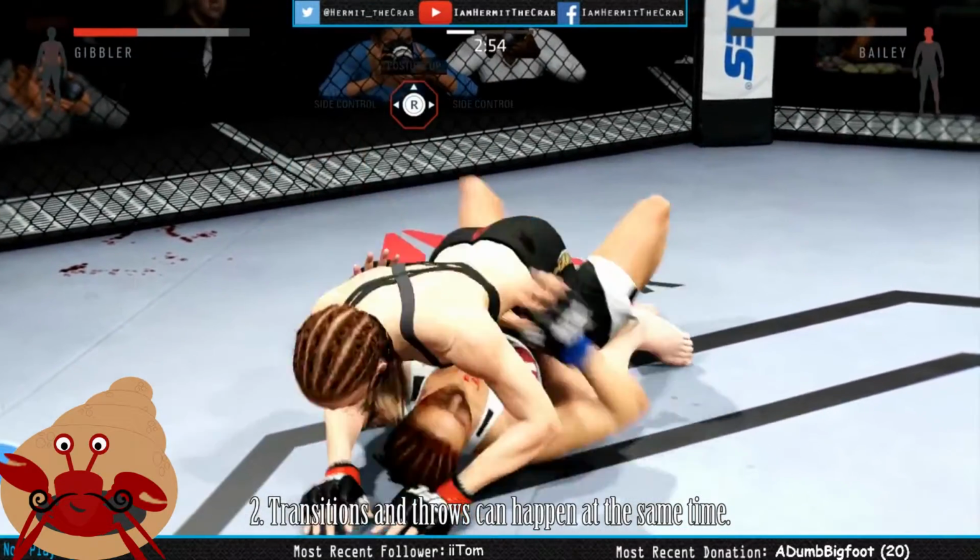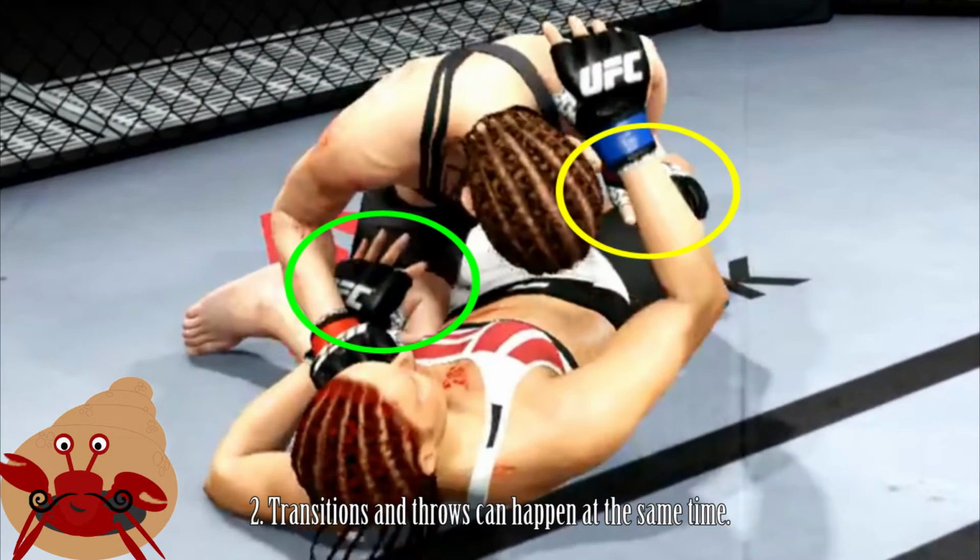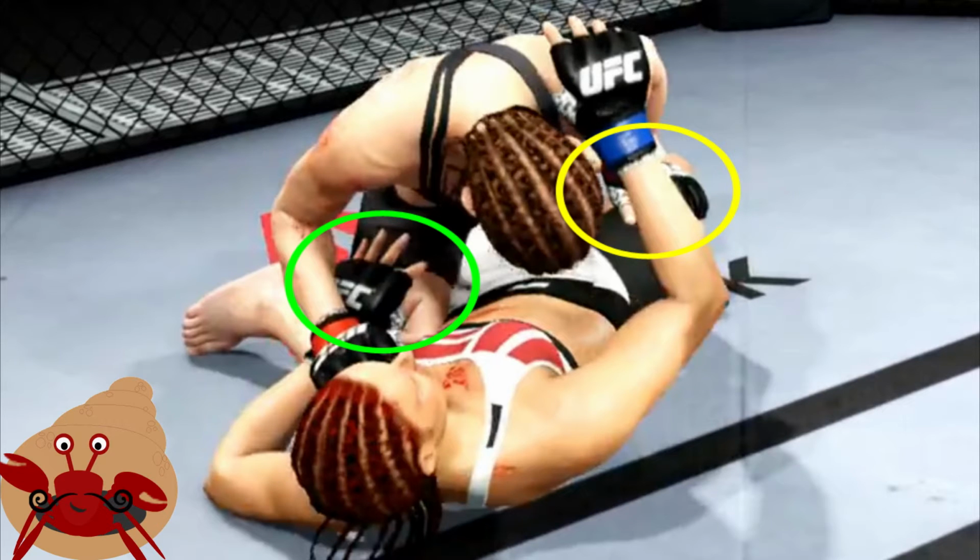Transitions and throws can happen at the same time. Who will win is determined by attributes and stamina. Here you will see what happens when both fighters are in transition at the same time. If the fighter on the bottom wanted to have blocked this transition, they would have used right trigger and right on the analog stick as per the yellow cue. For the attacker, to stop this transition, I am holding down right trigger and left on the analog stick as per the cue in green.